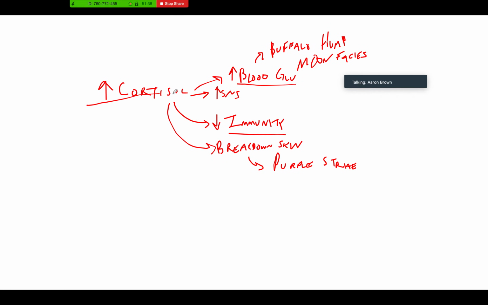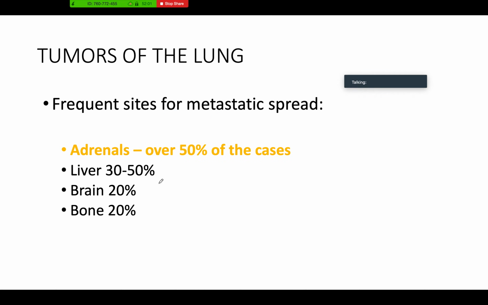Cushing's is just increased cortisol, way too much cortisol, whether it's from a tumor in the pituitary, a tumor in the adrenal gland, or just a patient who's taking too many steroids, too many corticosteroids. All of those things can produce a Cushing's syndrome. Great. And obviously we'll talk about this more when we do endocrine.